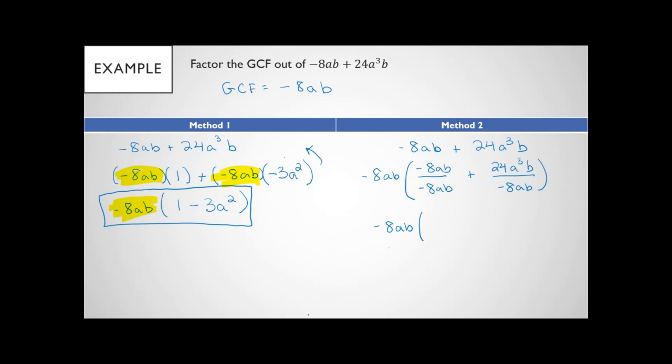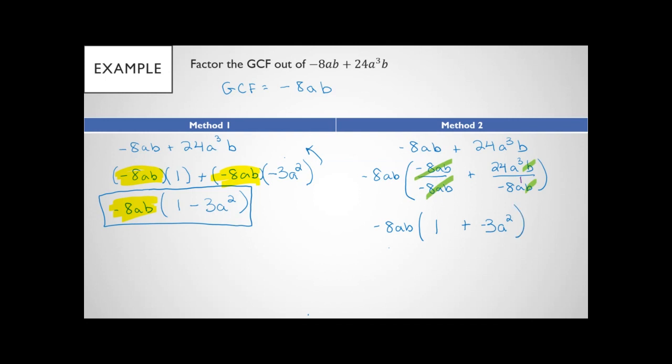So the -8ab over the -8ab, everything cancels there. When everything cancels, you're just left with 1, because anything divided by itself is 1. And then I have my second fraction here, 24 divided by -8, so that's -3. I follow the rules of exponents that we learned earlier. So my a, if it doesn't have an exponent of 1, you subtract those exponents. So 3 minus 1, that gives me a squared. And then I can cancel out my b's.